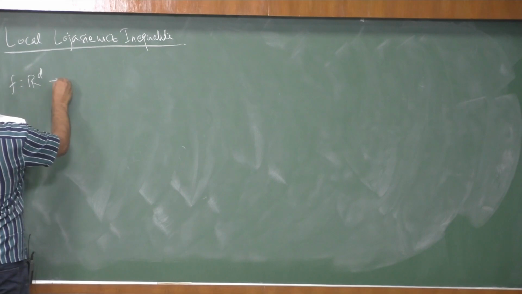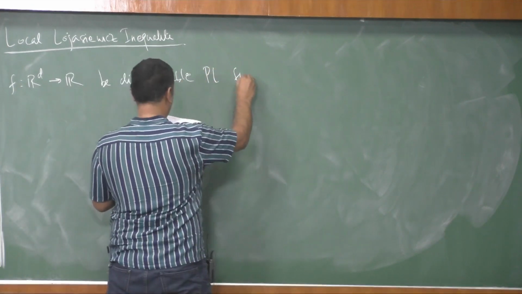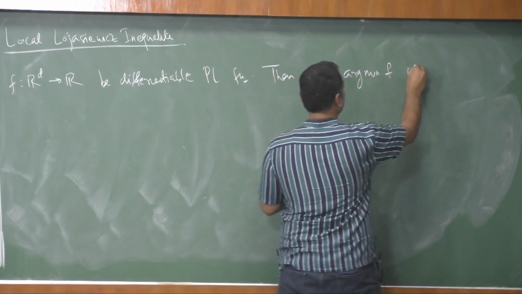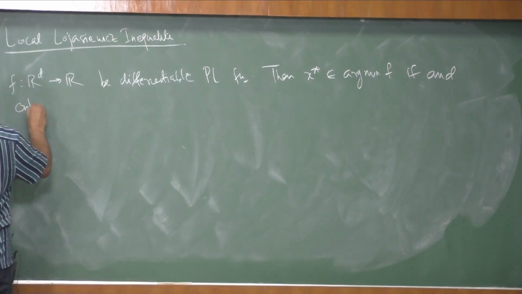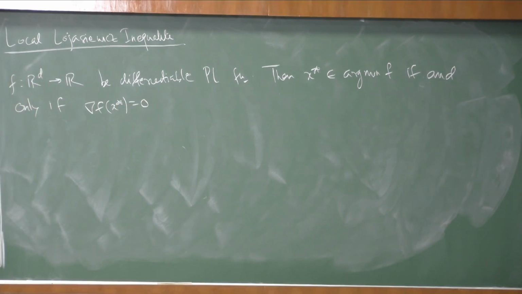Before this there is a result. Let f from R^d to R be a differentiable PL function, then x star is in the argmin of f if and only if grad f of x star is 0. Okay, so if f is differentiable and PL, then x star gives you the minimum if and only if the gradient vanishes. So this seems to be very similar to the convex case. Convex was also like that, right? If x star gives you the minima, then grad f of x star is 0, and if grad f of x star is 0, then x star is the minima.